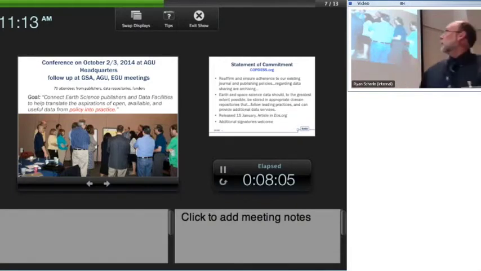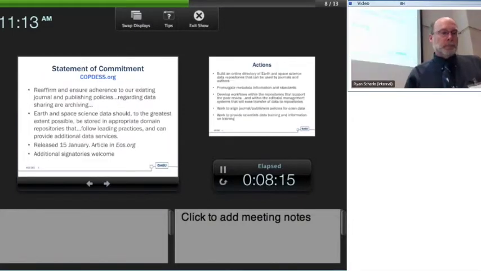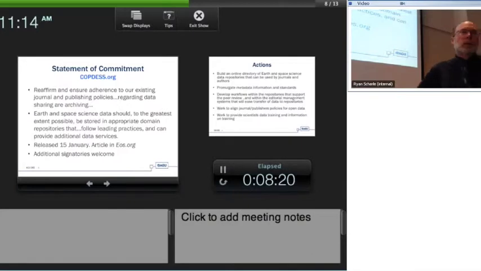You can see the back of Todd Carpenter from NISO, John Vandekar from Nature, some of the Wiley group, Dan Lovegrove from Elsevier and others trying to figure this process out. So we came up with a statement of commitment between the publishers and the data repositories to facilitate this exchange of data. And it includes: Earth and Space Science data should, to the greatest extent possible, be stored in appropriate domain repositories that follow leading practices and can provide additional data services.